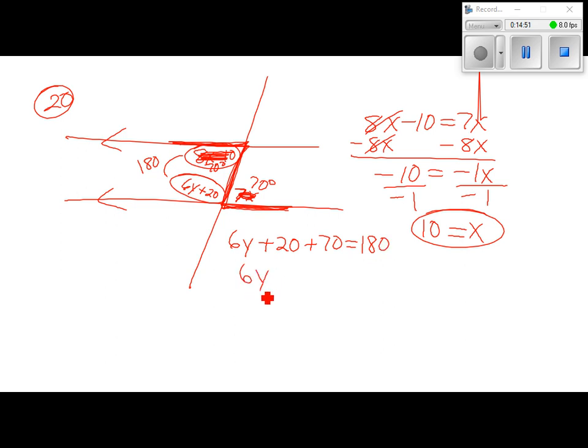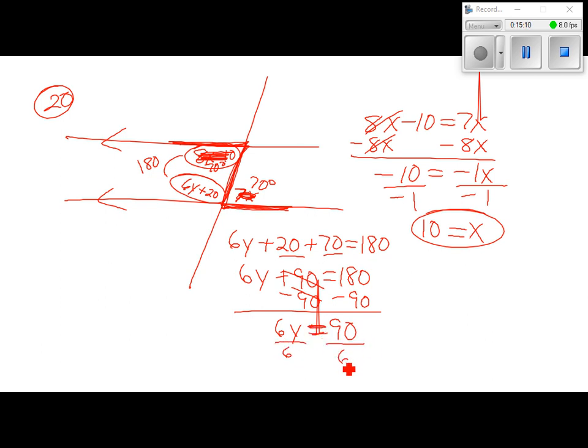Collect like terms here, 20 and 70 give me 90. Solve, subtract 90 on both sides, end up with 6y equals 90. Divide both sides by 6, end up with y equals 90 divided by 6, grab your calculator, equals 15. So x equals 10, y equals 15.